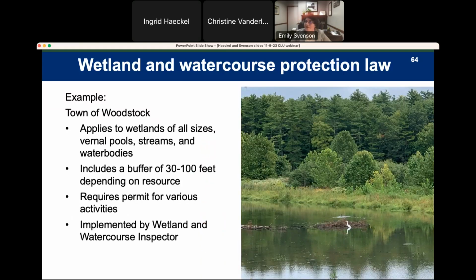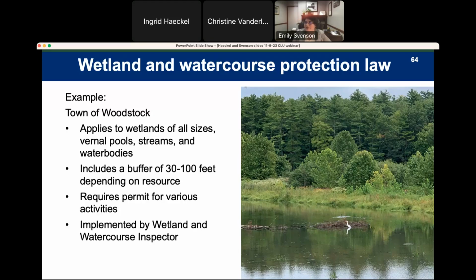An example of a wetland and watercourse protection law is the town of Woodstock. We were using this example throughout the presentation of a section of the town of Woodstock. And you could see there were certain streams and wetlands that were not regulated by either the state or federal government. But the good news is that the town of Woodstock has a comprehensive wetland and watercourse protection law, which applies to wetlands of all sizes, vernal pools, streams, and water bodies. It includes a buffer of 30 to 100 feet, depending on the resource.